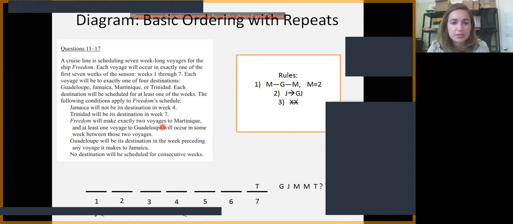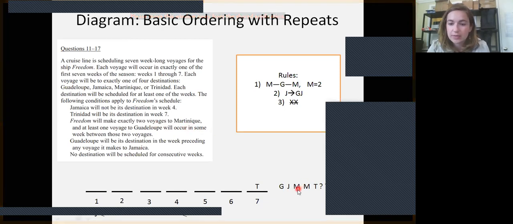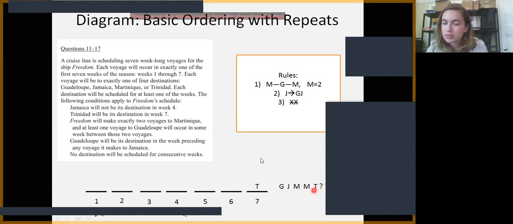So, okay, Freedom's going to make exactly 2 voyages to Martinique. Okay, so I went ahead and changed my little letter bank down here. Now I have 2 M's, and I took away one of the question marks. One of the repeats is accounted for.